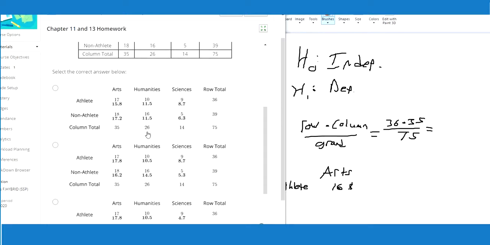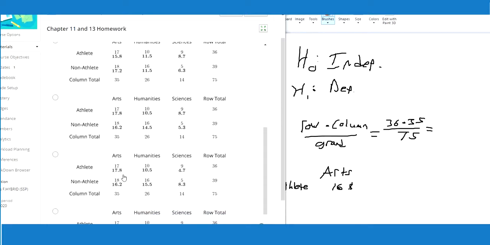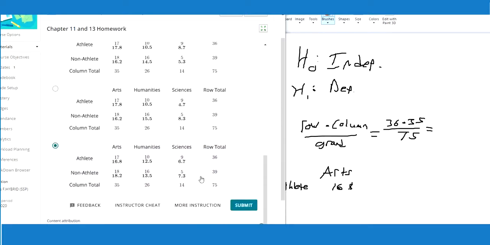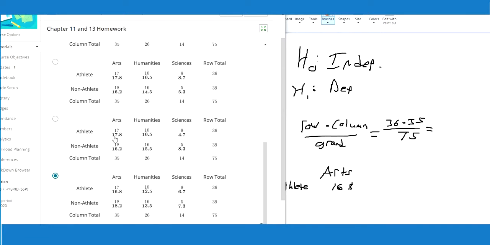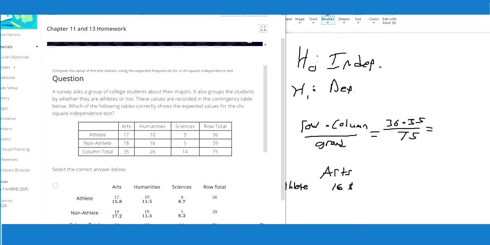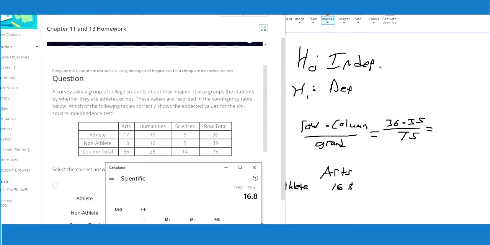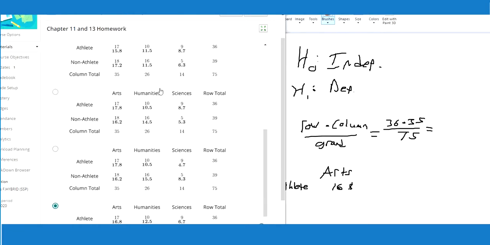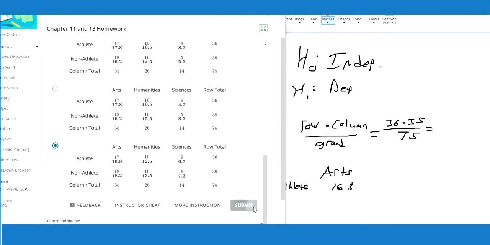And that might be enough to eliminate the other options. This is 15.8, 17.8, 17.8, 16.8. That's the only one with 16.8. So you really just have to calculate probably one or two expected values. If you got 17.8 for arts and athlete for an expected value, then you'd have to do another calculation. But you don't have to fill out the whole table. As long as you can get one of the values, you've got the idea. Let me just double check that again. Row total times column total divided by the grand total. 16.8, yep, that's the only one that's got it, so that's got to be our correct answer.